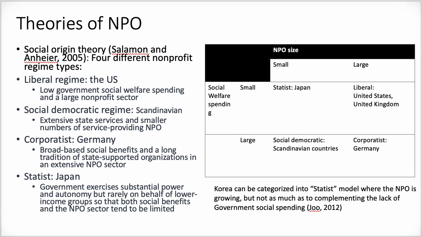And for the case of Korea, you may wonder where it belongs. It can be categorized into the statist model, where the nonprofit sector is growing, but not as much as to complement the lack of government social spending.